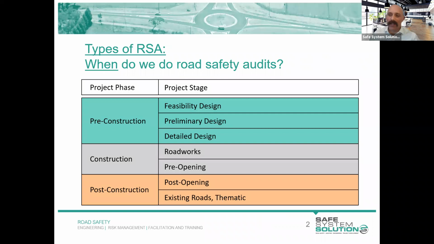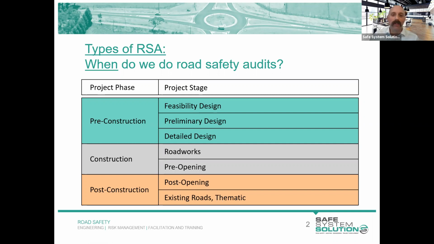Okay, so we talked about last week these different types of road safety audit: the feasibility, the preliminary design, the detailed design road safety audit, the road works, the pre-opening, post-opening, and the existing conditions, and then these thematic road safety audits. Those are stages of a project, aren't they? And you do an audit at that particular stage.